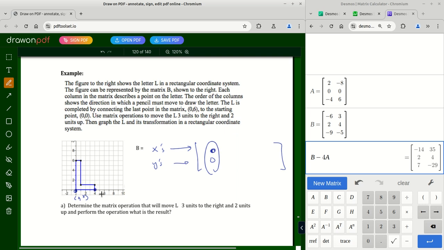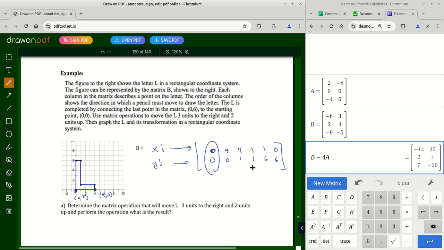The next point right here is 4, 0, so I would put a 4 and then a 0. This one's a 4, 1. Then 1, 1. Then 1, 6. Then 0, 6. Let me correct that a little. 0s and 6s. There you go. So that's my B matrix.